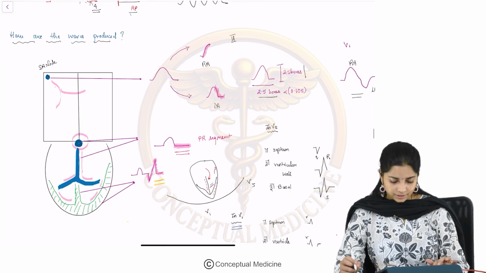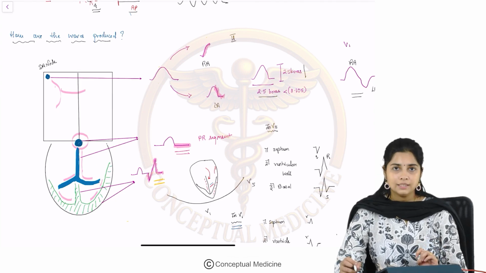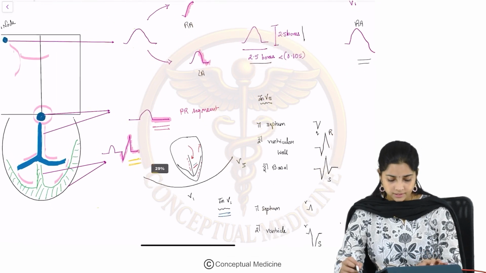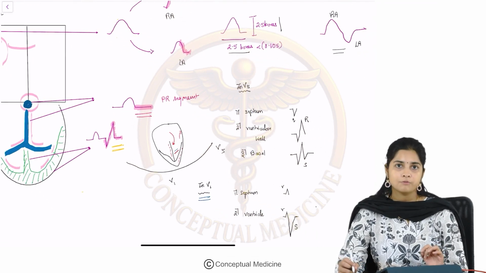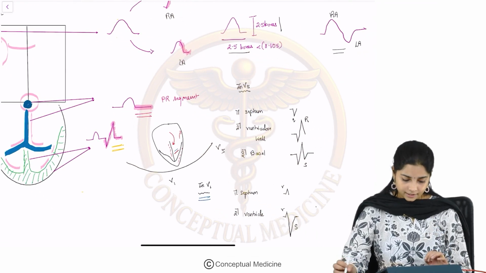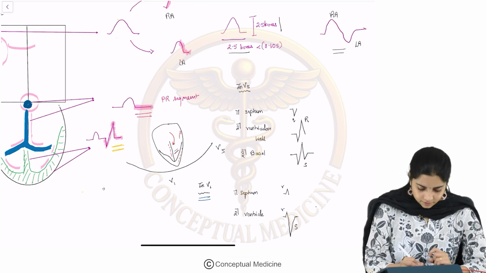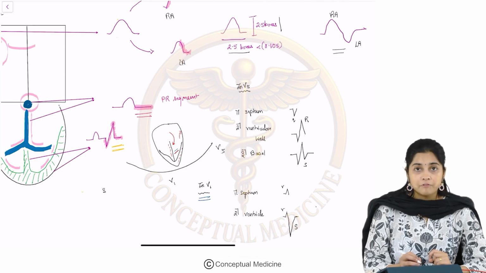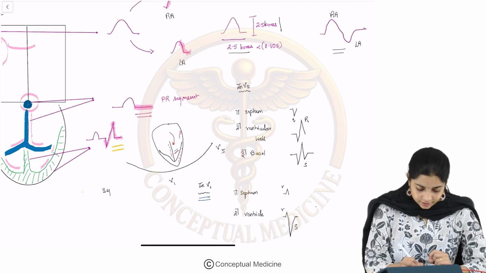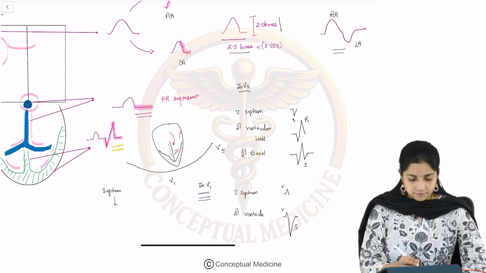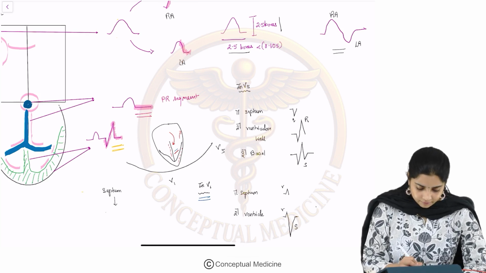Fine. Now, let us look at the QRS complex in detail. What is the sequence of activation of the ventricles and how are the QRS complexes formed? The sequence of activation of the ventricles is by these three steps. The first part which will be activated is the septum. Followed by activation of the septum, there will be activation of the ventricular walls.